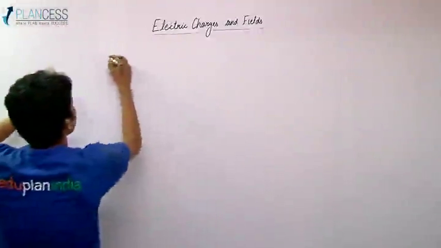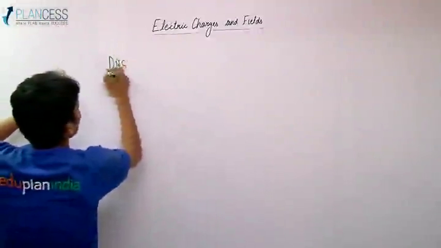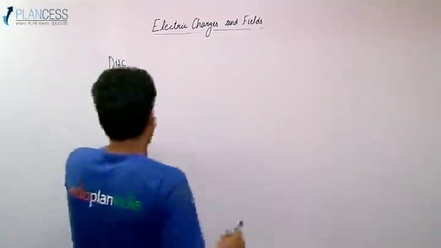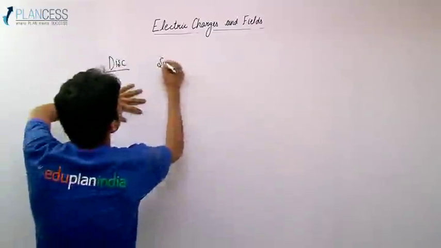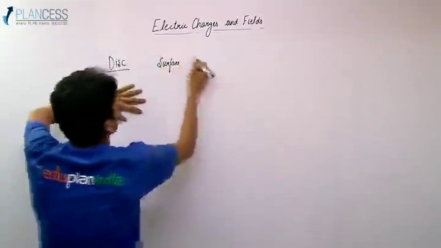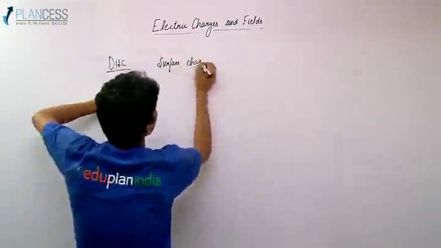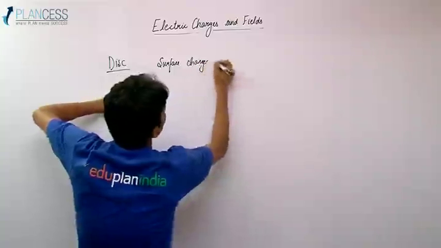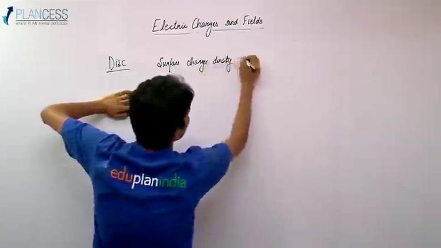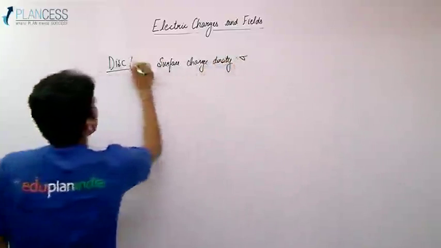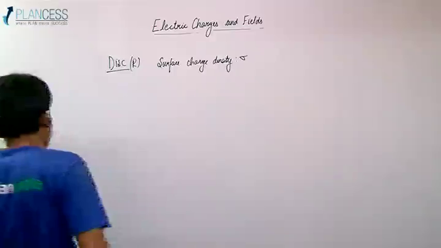So now let us calculate the electric field by a disk at a point that is at a distance x on its axis. Firstly, let us understand something: in a disk we always provide a surface charge density, which is basically charge per unit area. So the surface charge density of the disk which we are considering is sigma, and the disk has a radius capital R.